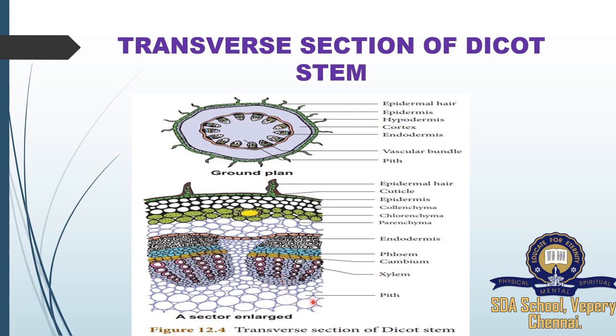After that we have empty spaces called pith. The function of pith is storing of food. This is the structure of the transverse section of a dicot stem. Here we have taken the example of a sunflower stem.